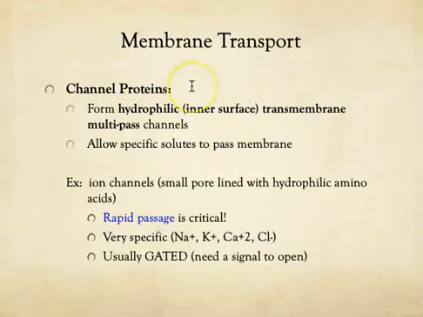Channel proteins are very specific. Even though they're open, they're often gated. In other words, something has to happen, some event has to occur to open up the gate so that the channel is exposed and available for transport. Different channels are also sized appropriately so that only particles that are a particular size can get across.